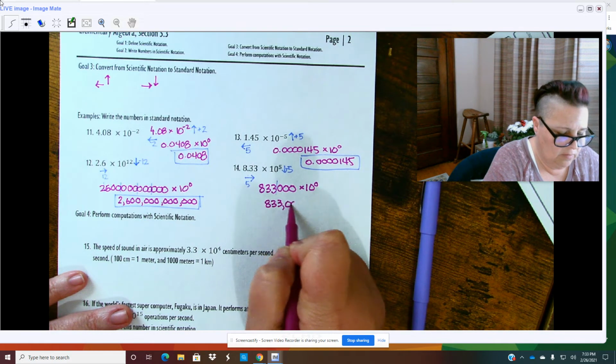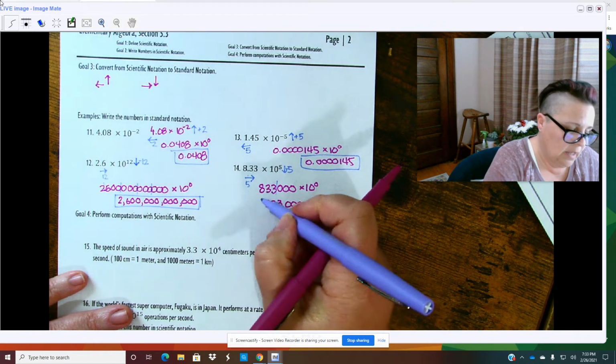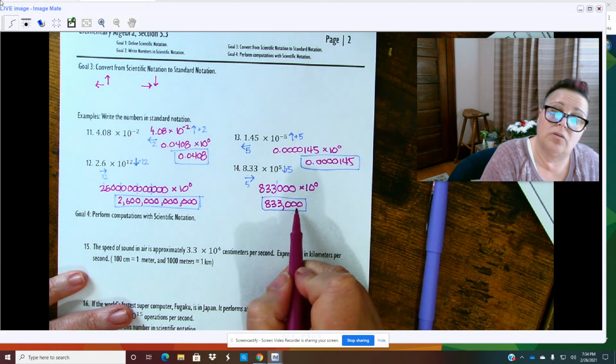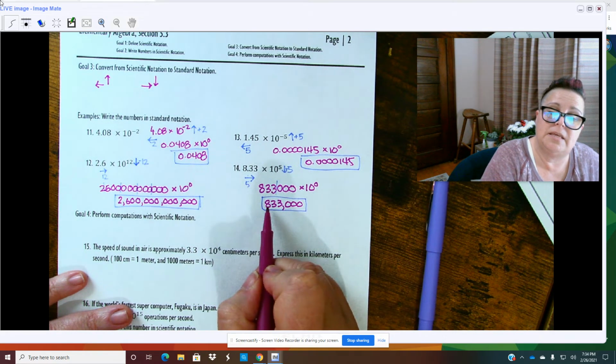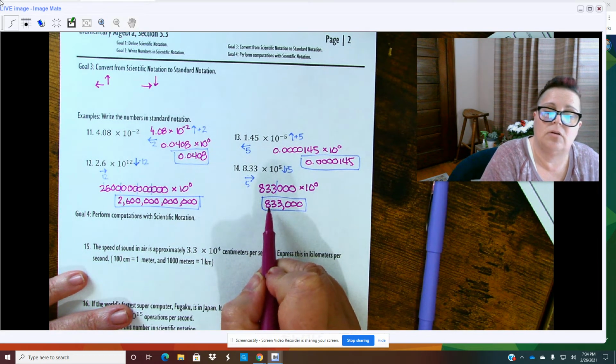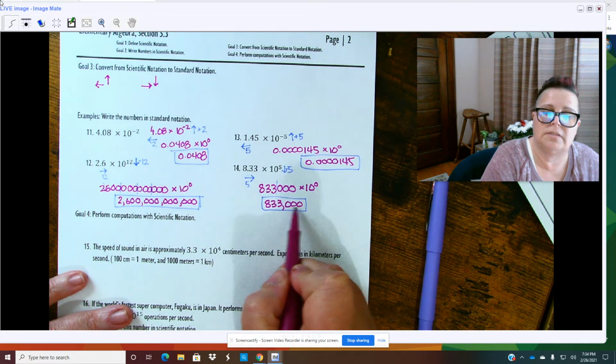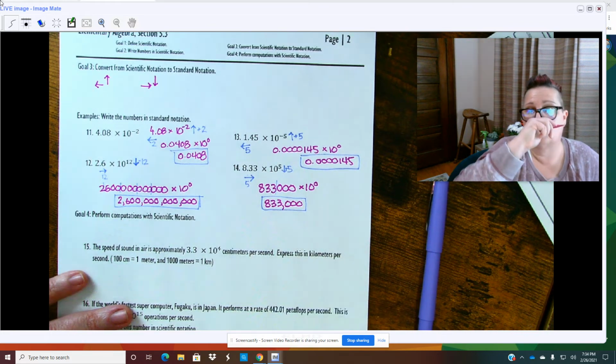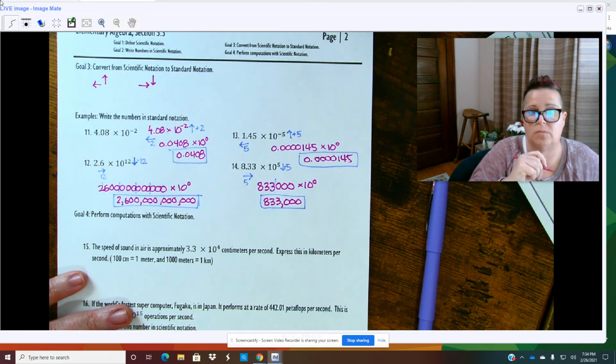833,000. How would I say this number in standard notation? These are the ones place and these are the hundreds. So that's, or thousands, sorry. These are the hundreds, these are the thousands. So 833,000. That's what that number would be.